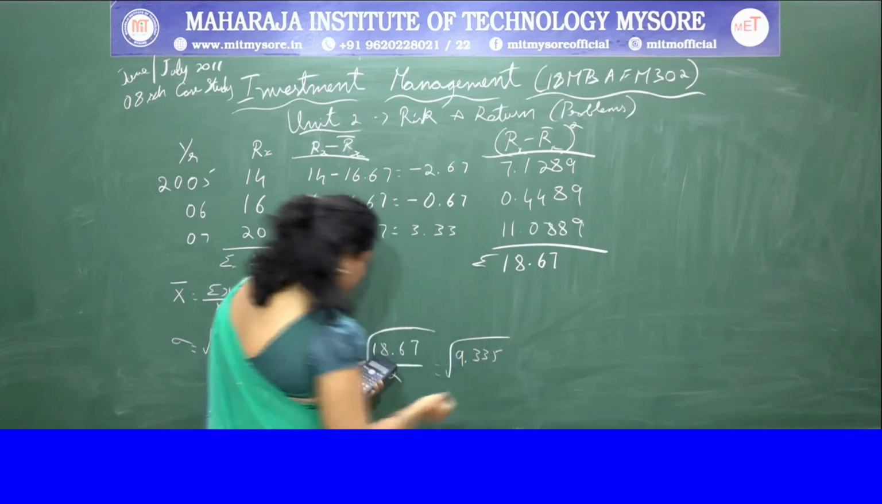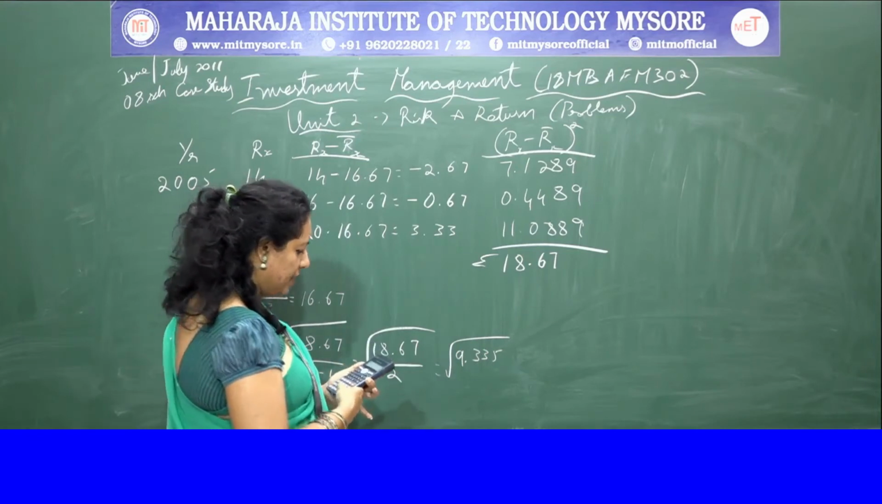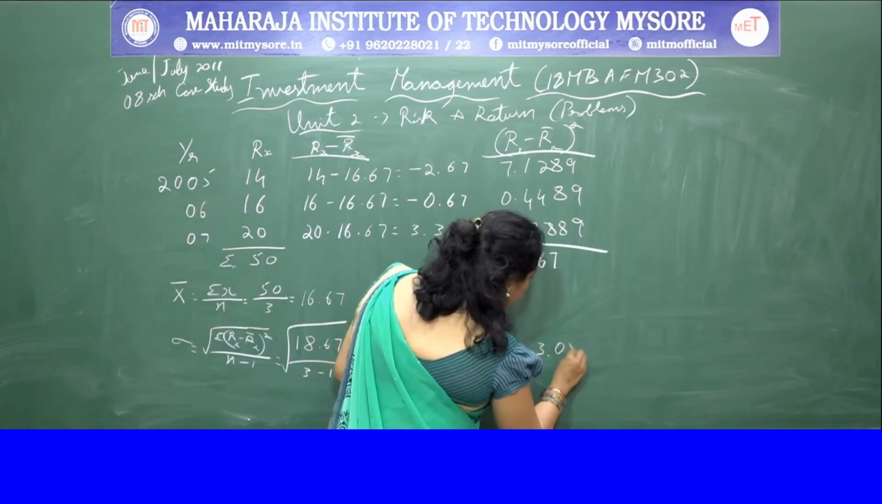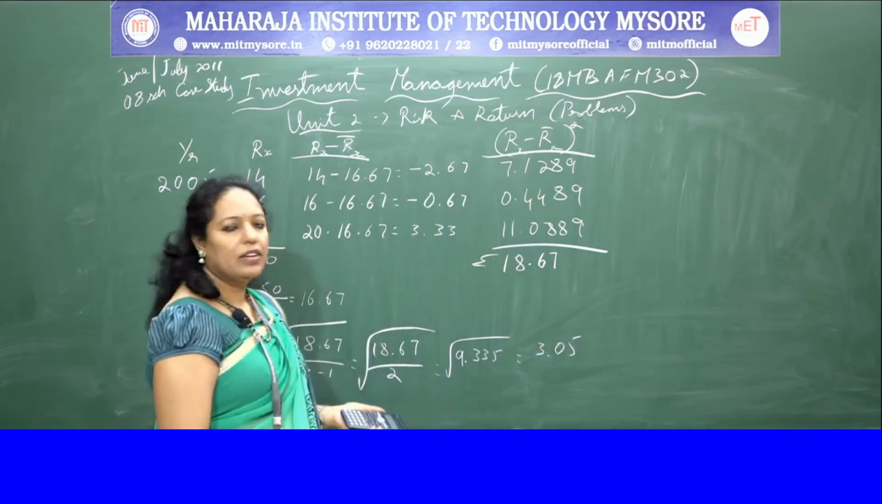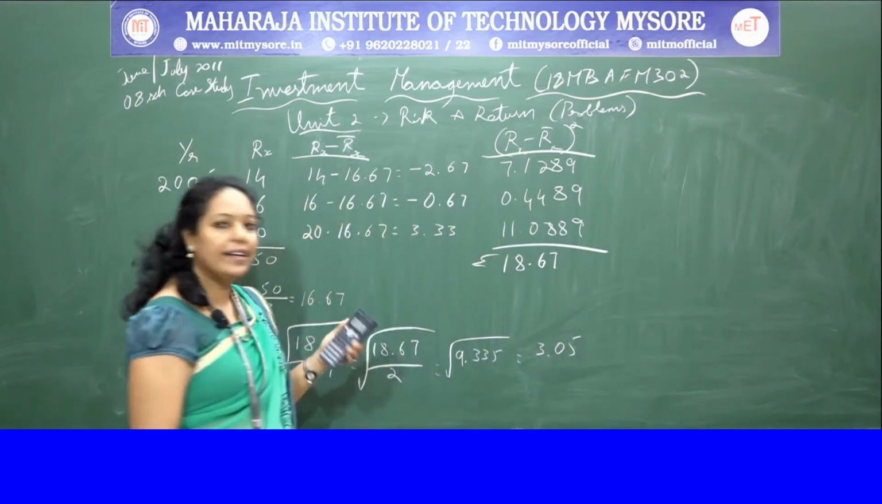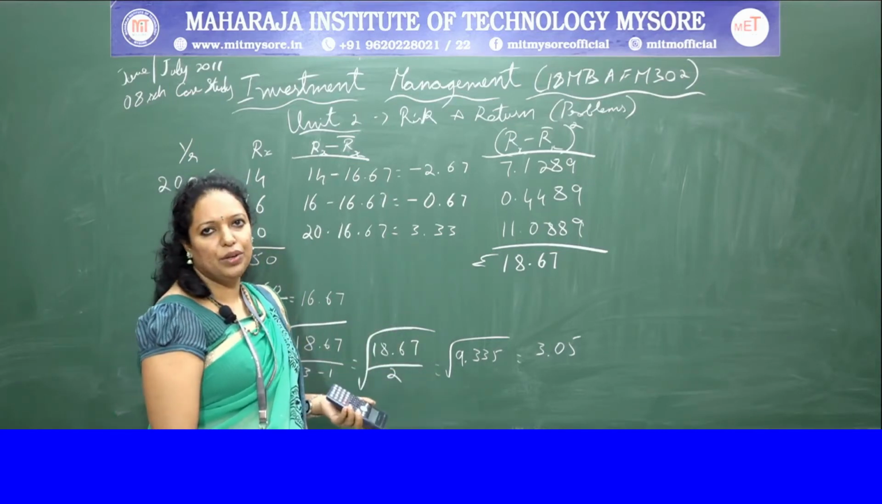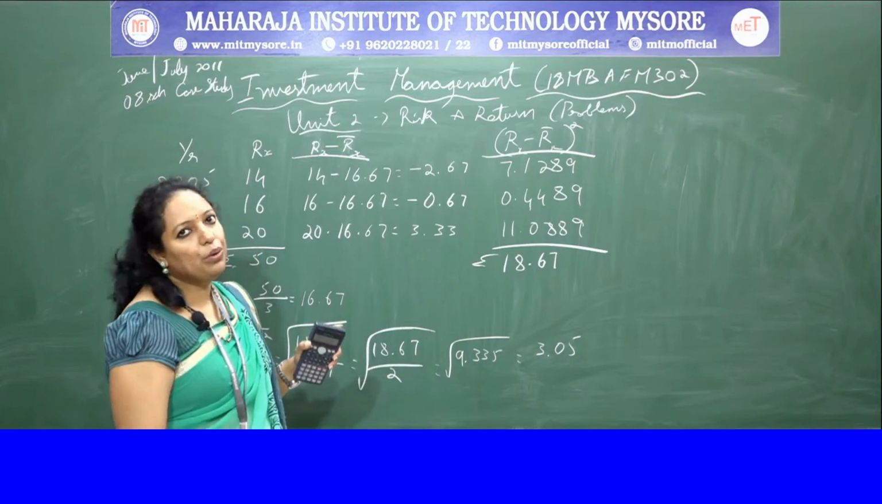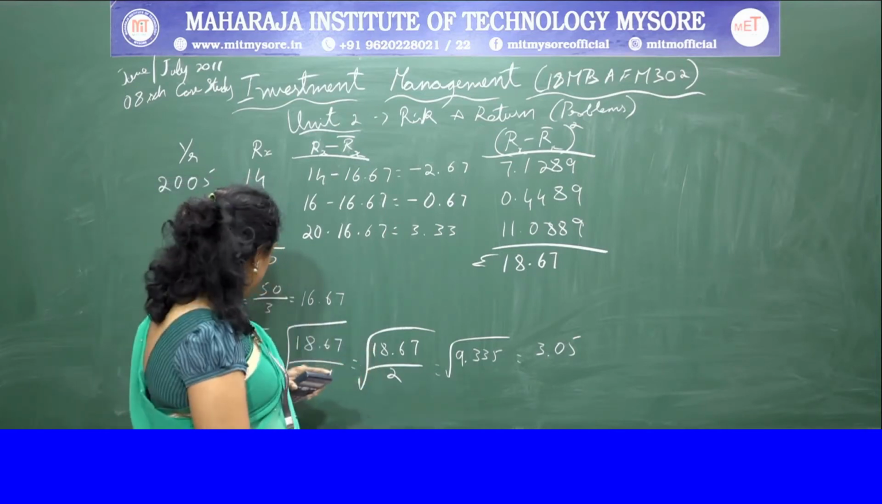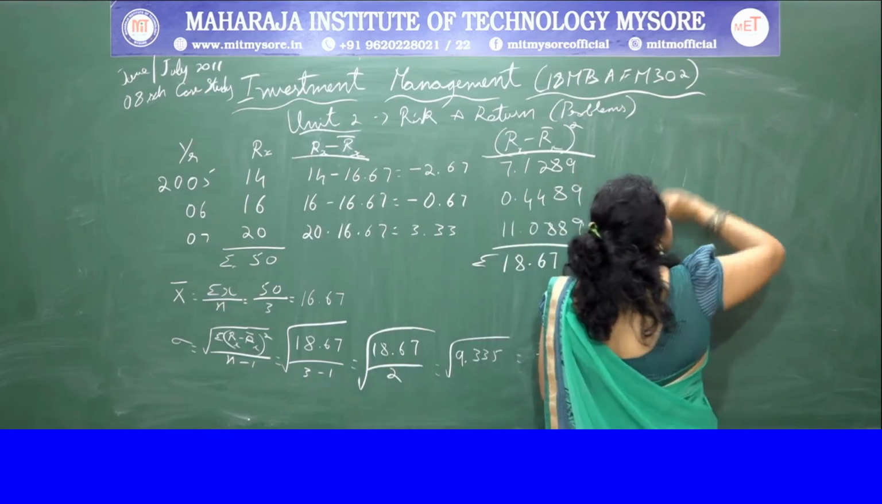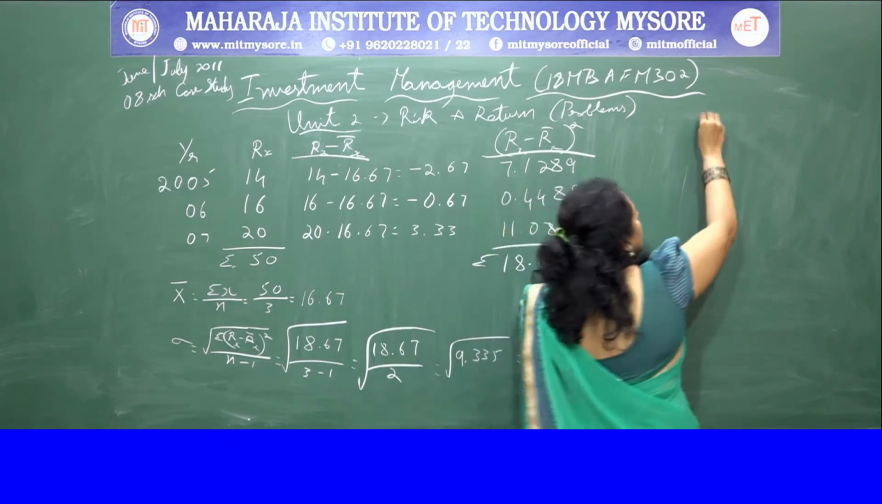9.335. The root of this answer, you get 3.05. So your standard deviation of X security is 3.05. In the same way, you have to do it for Y security also. So let's put the answers here.